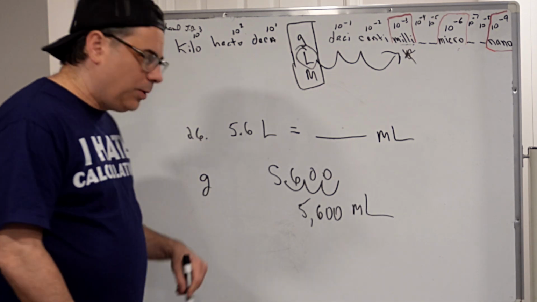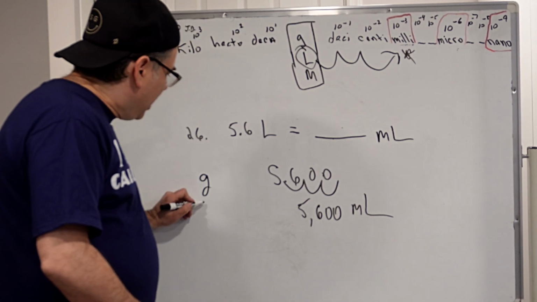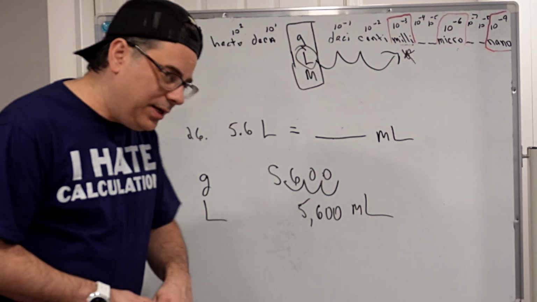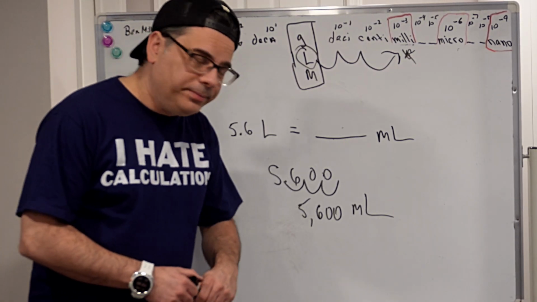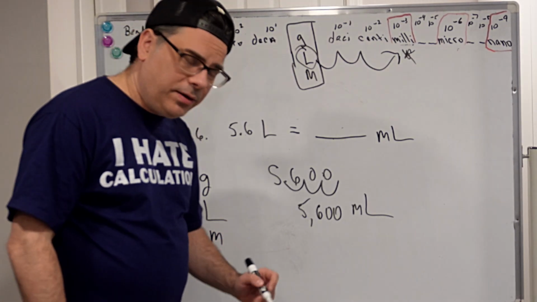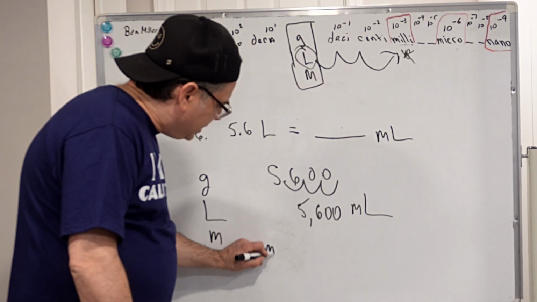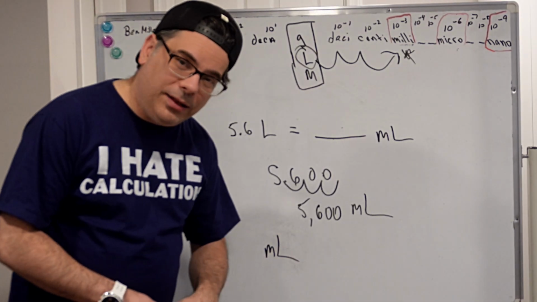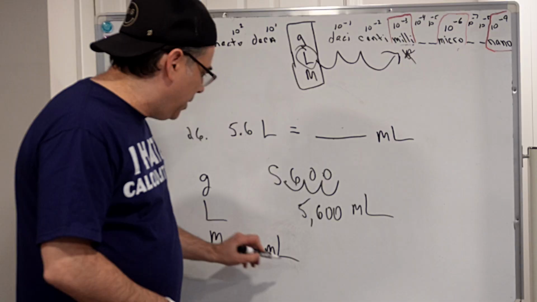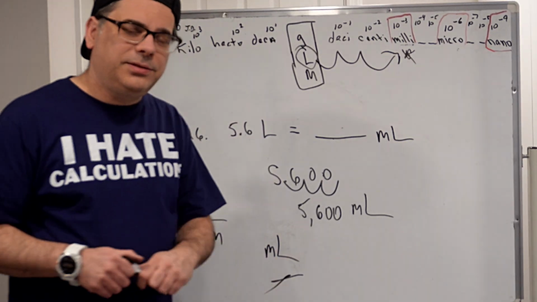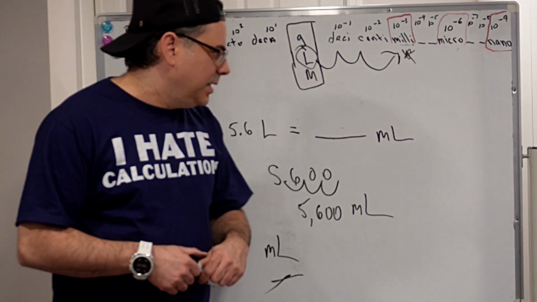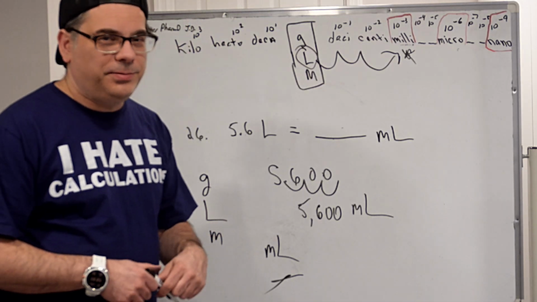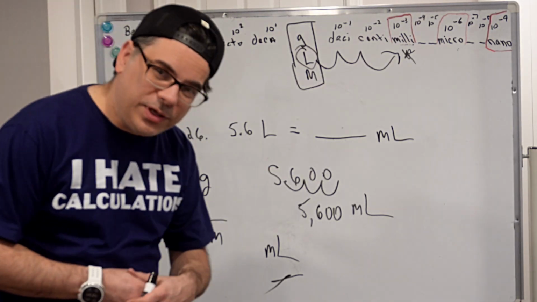it's a lowercase g for gram, uppercase L for liter, and for meter it's just lowercase m. So when we write milliliter, we write lowercase m, large L. That's milliliter. You should know this so you don't get confused, and this is how we write it. So that's it. We're going to go to question number 27.